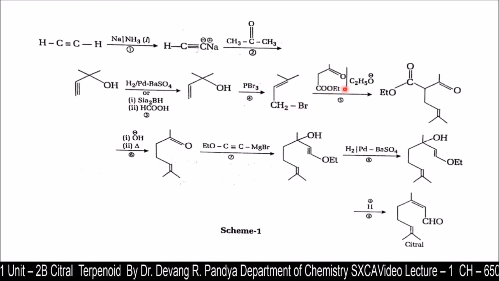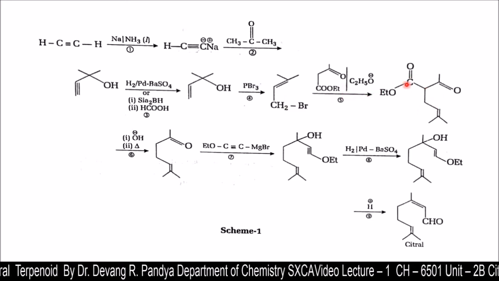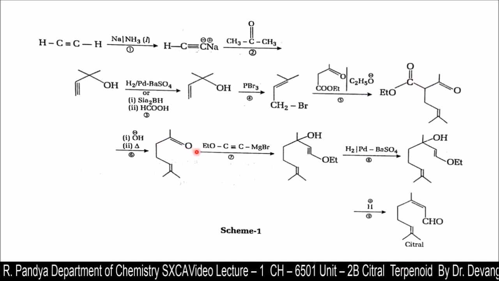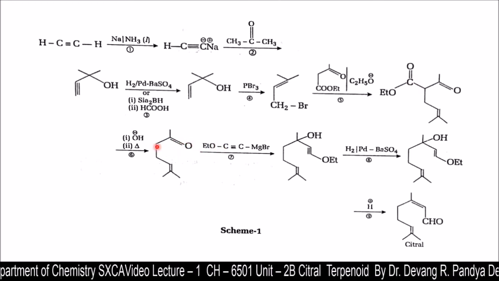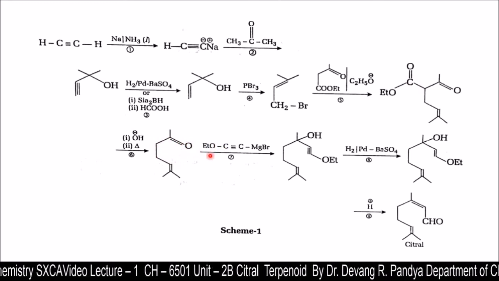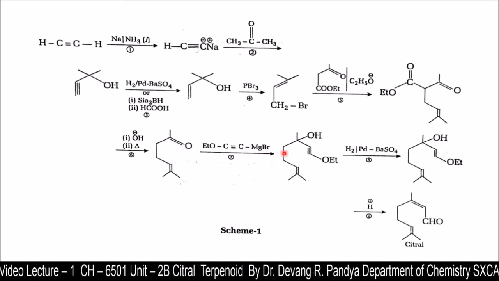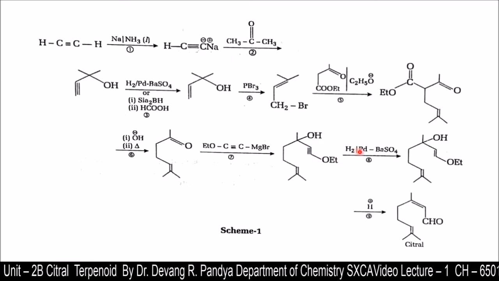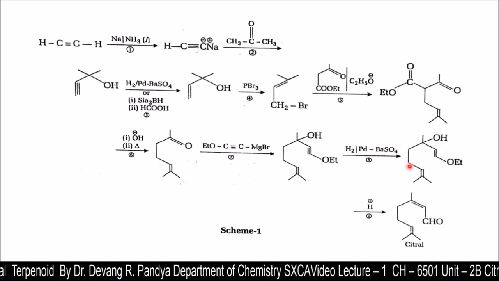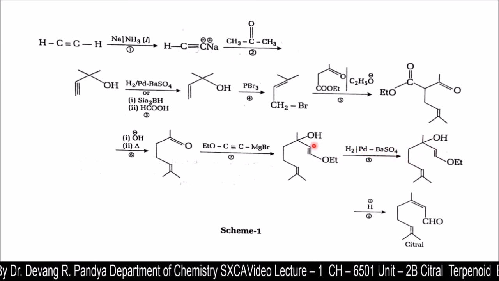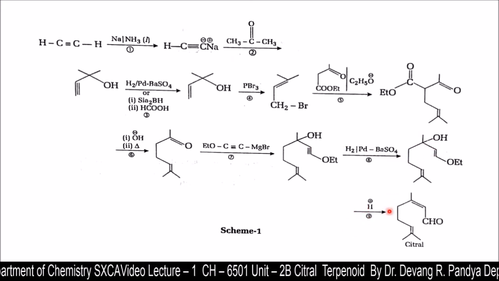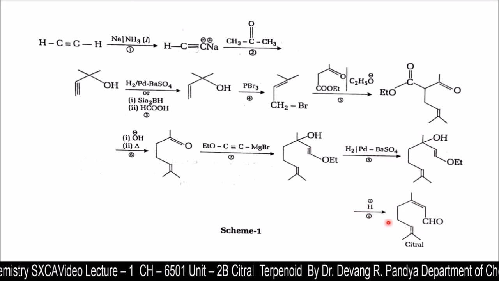On treatment with this, we get this attack. On treating with base, that converts, and then we get this kind of skeleton, and that treated with the Grignard reagent gives this product. On reduction with H2, Pd and BaSO4, we reduce the alkyne to alkene, and then on treating with proton we get citral. That is scheme 1.